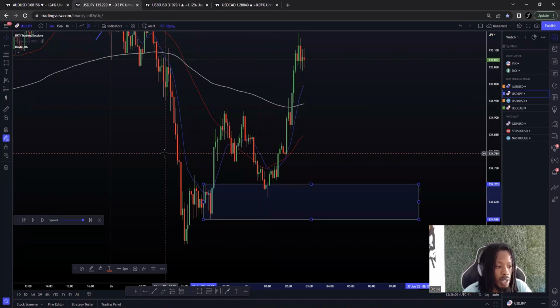So if you want to trade London, trade some pound pairs, trade some euro pairs or something like that, because certain setups happen at certain times of the day and you're not going to be able to catch them.